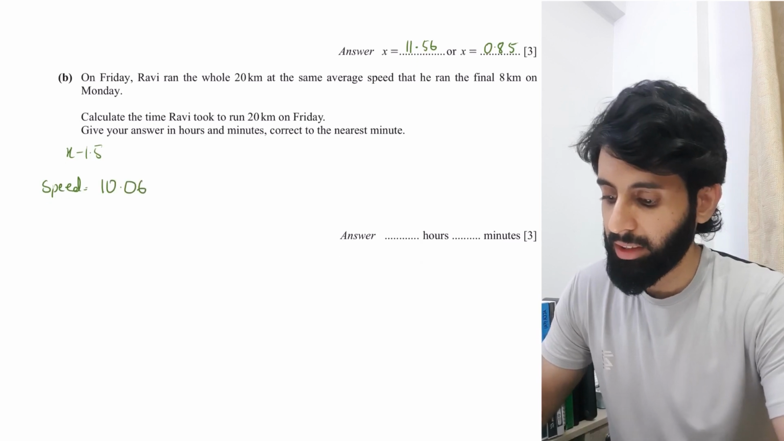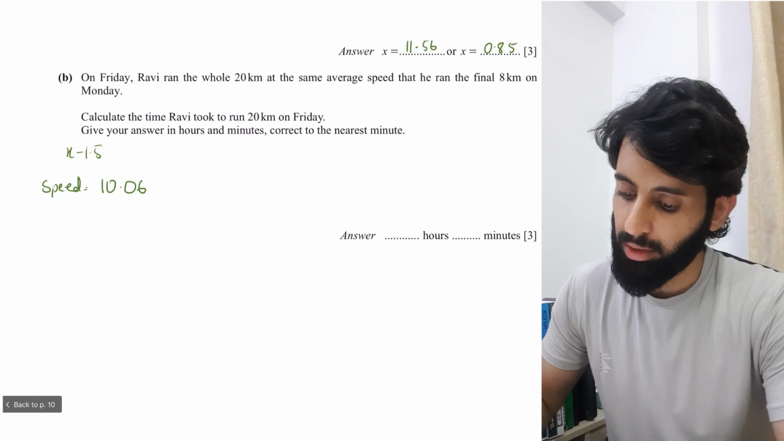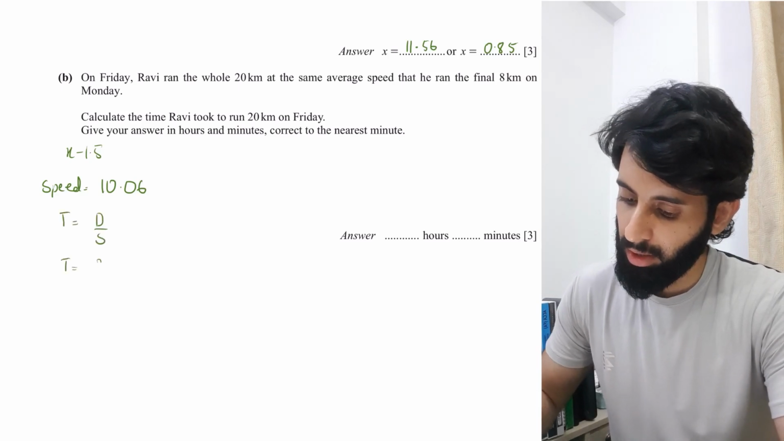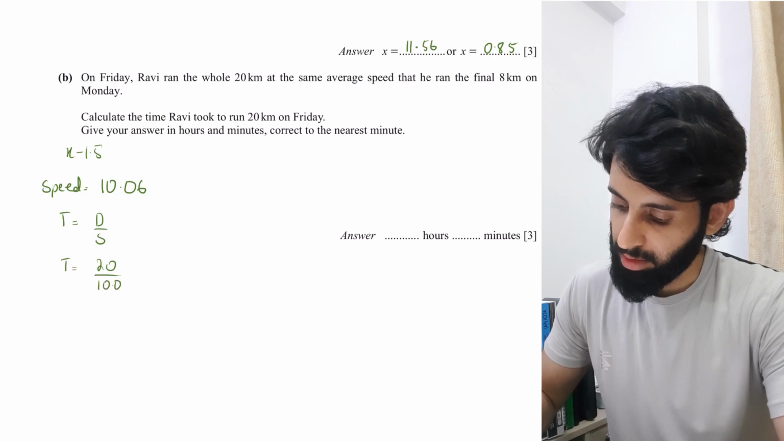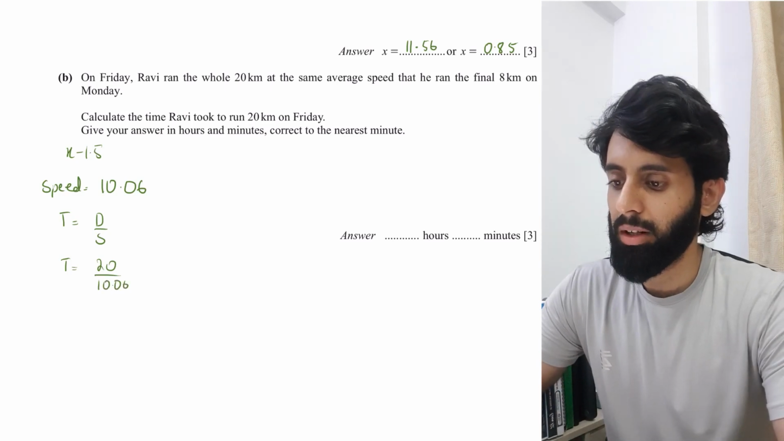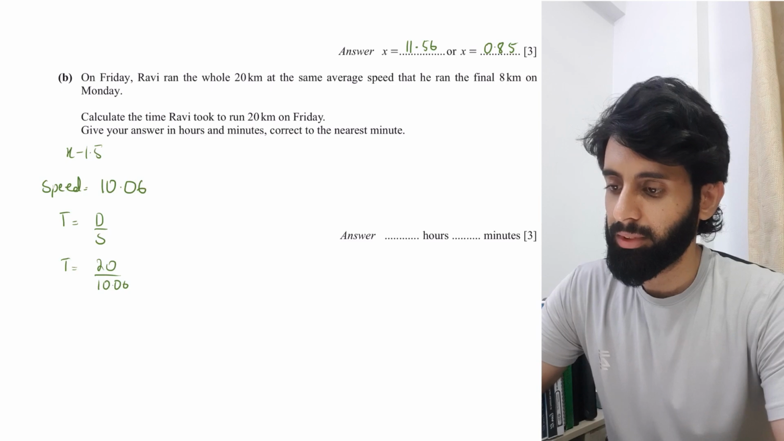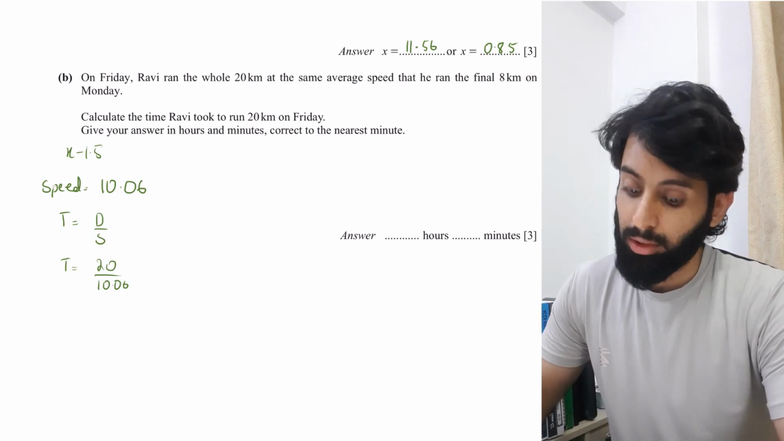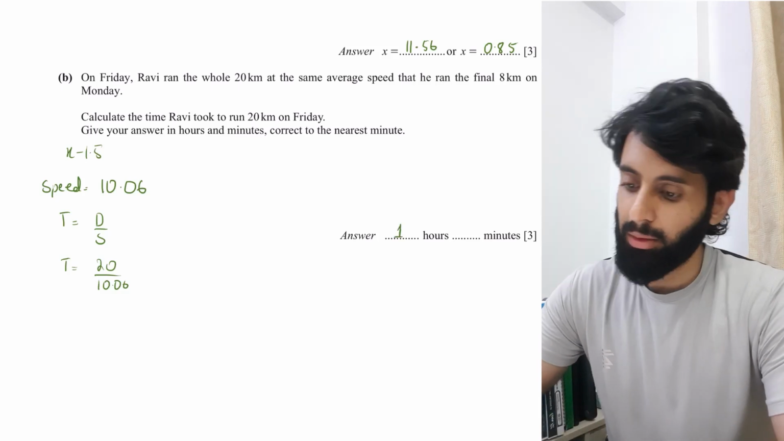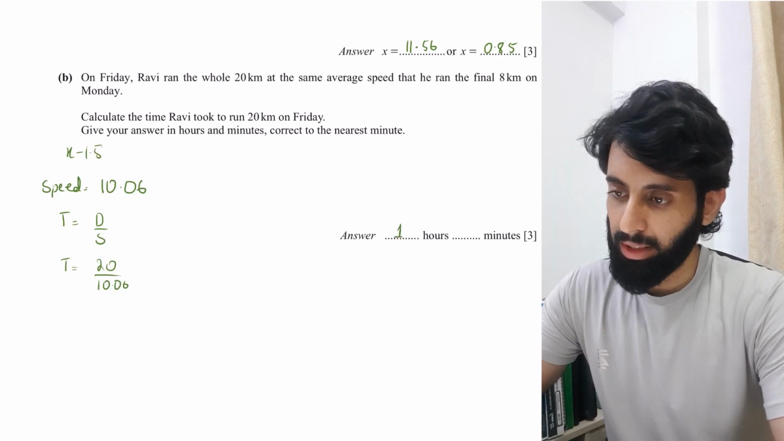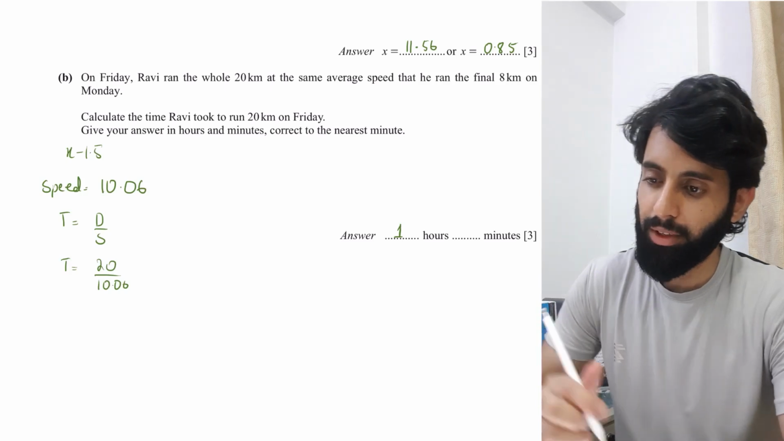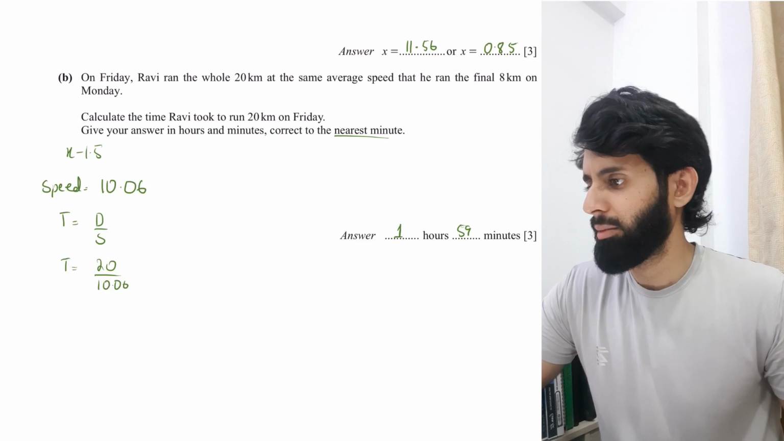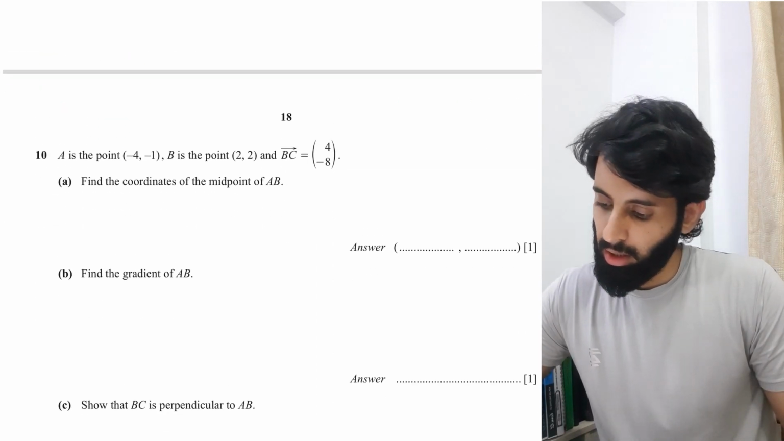Then it says calculate the time Ravi took to run 20 kilometers on Friday. So time, as we know, is equal to distance upon speed. So 20 divided by 10.06. Let's find out, and then multiply it by 60. So I get 119 minutes. So that means which is basically equal to 1 hour, and let's subtract 60 from this. So I get 59.28, since I have to give it correct to the nearest minute. So I'll lock this at 59, which is the correct answer. Okay, so that was that.